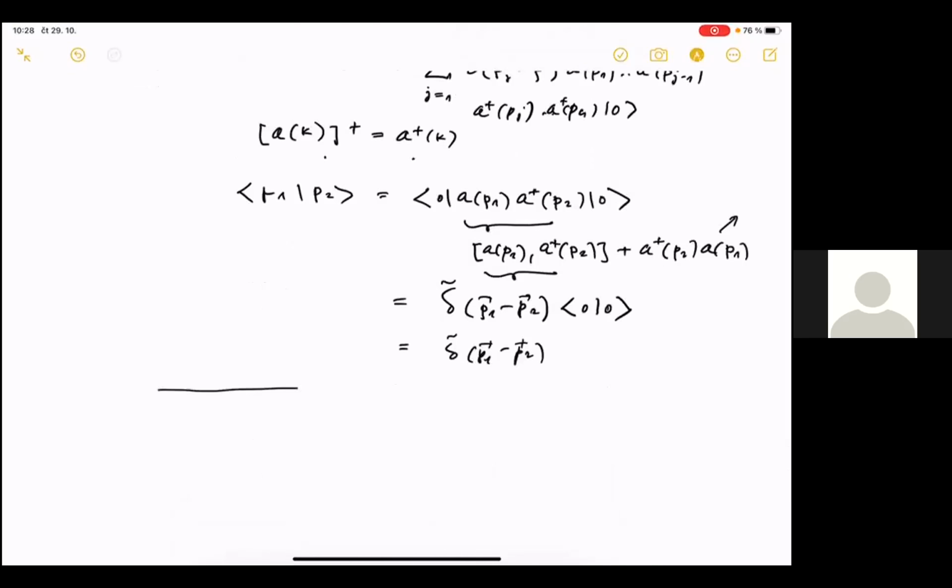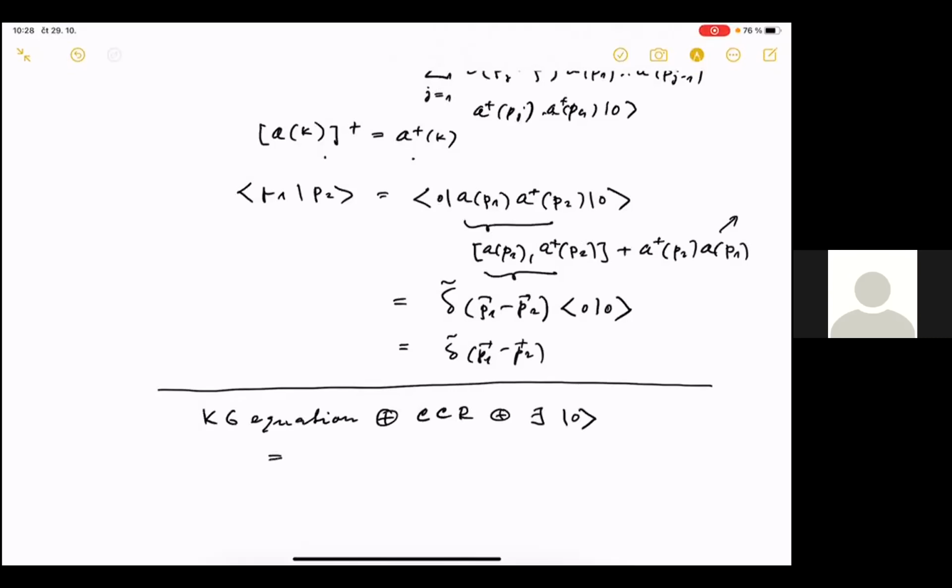So, what have we seen? We have seen that the Klein-Gordon equation plus canonical commutation relations plus existence of the vacuum allows us to completely reconstruct our Fock space, including the statistics of the particles.